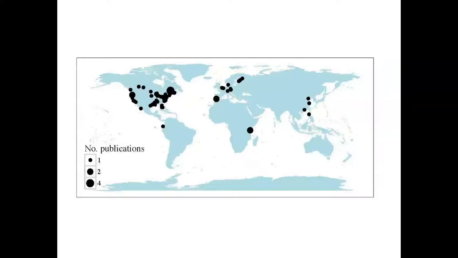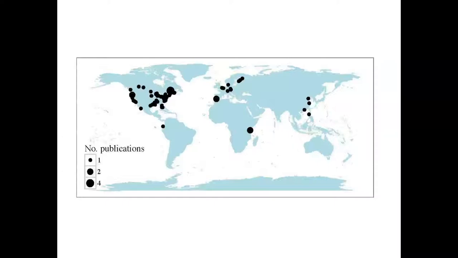So this is just a map showing the distribution of the publications. Unfortunately, as you can see, it's highly biased. We've got a lot of these studies coming out of the US in particular. There's a lot coming out of the prairie pothole region, Ohio, Wisconsin area. And a lot of these are also opportunistic studies. So restoration is being conducted and people go in and they measure afterward.